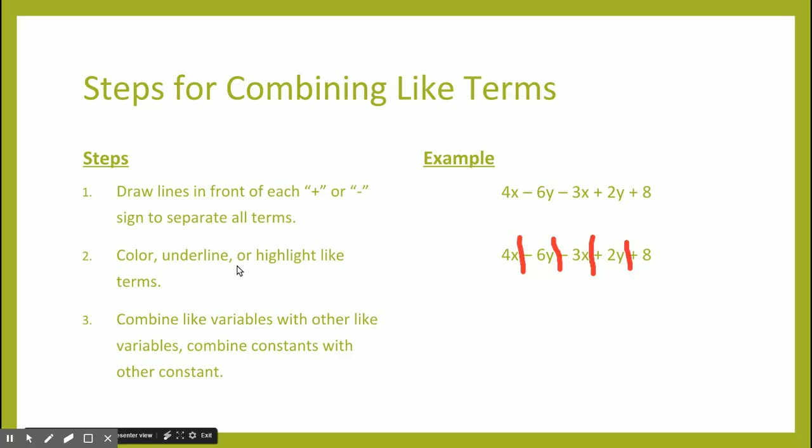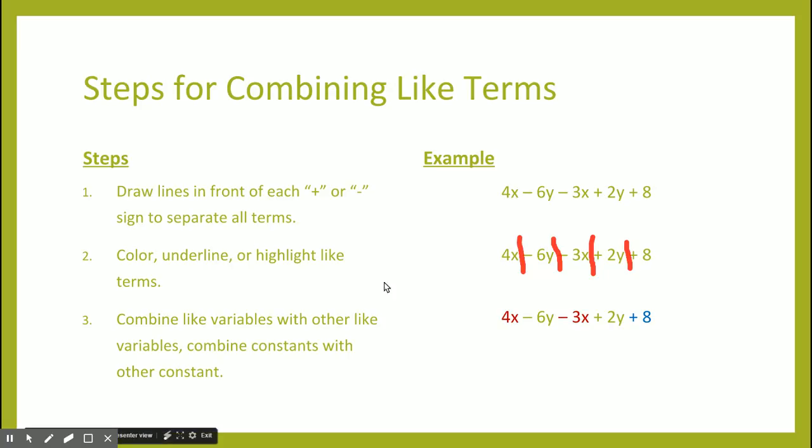The next step says to either color, underline, or highlight like terms. In this case, I just wrote them in different colors. As you go on throughout this year, you won't need to do this process, but I think it's really helpful right now to be able to understand which terms are alike and which ones are not. So the best way to do this is to separate those terms by drawing those lines and then to highlight, underline, or do something that shows you which terms go with which other terms.